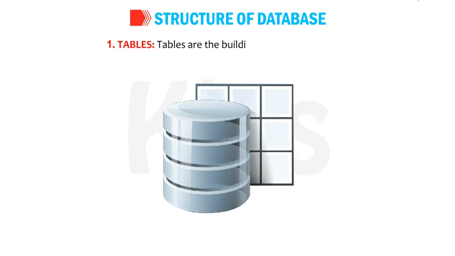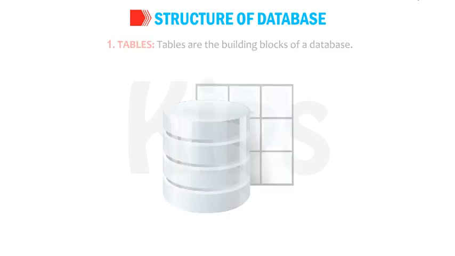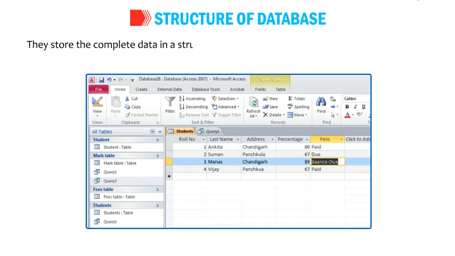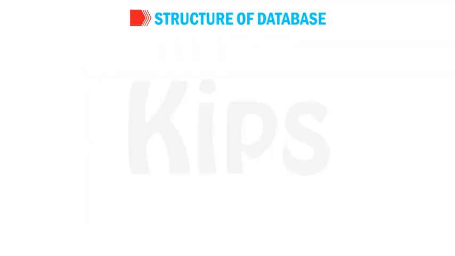Number 1. Tables. Tables are the building blocks of a database. They store the complete data in a structured manner, that is, in the form of rows and columns. Every table has a finite number of columns and rows.